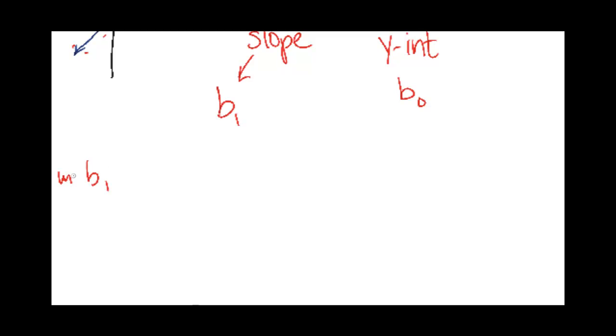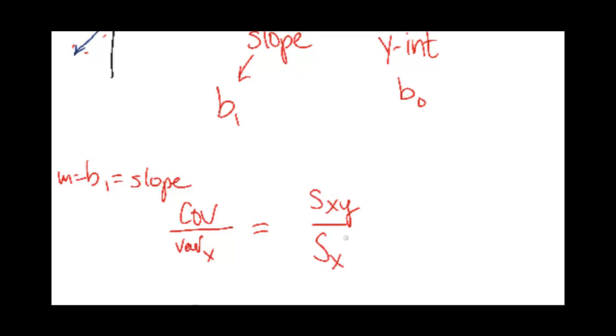B1, m, whatever you want to call it, the slope of your line, is going to be your covariance over the variance of x. In other words, so this will be step one.